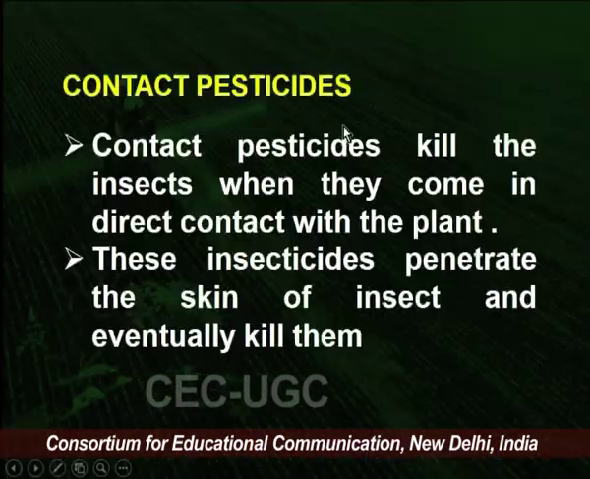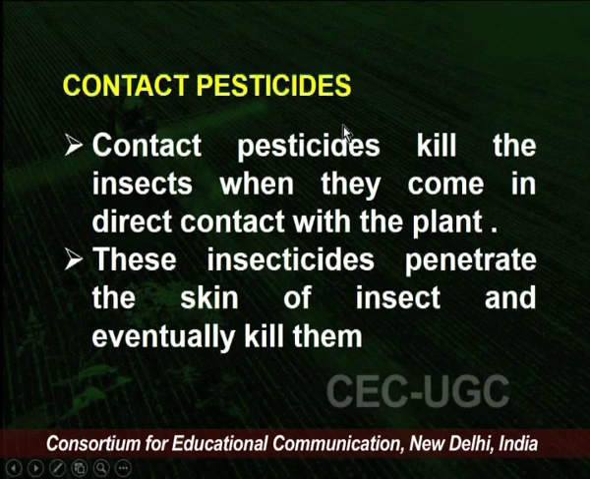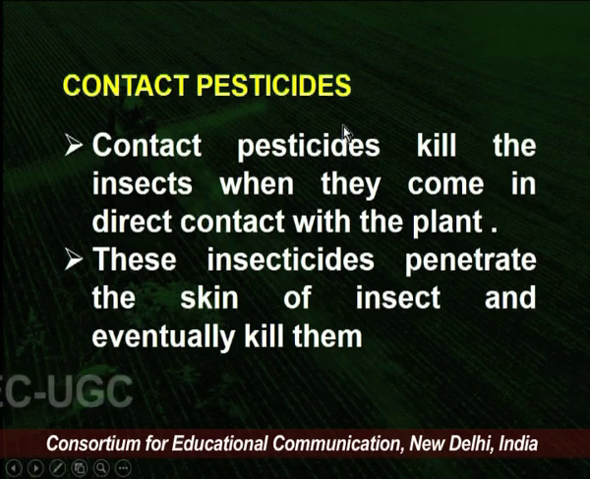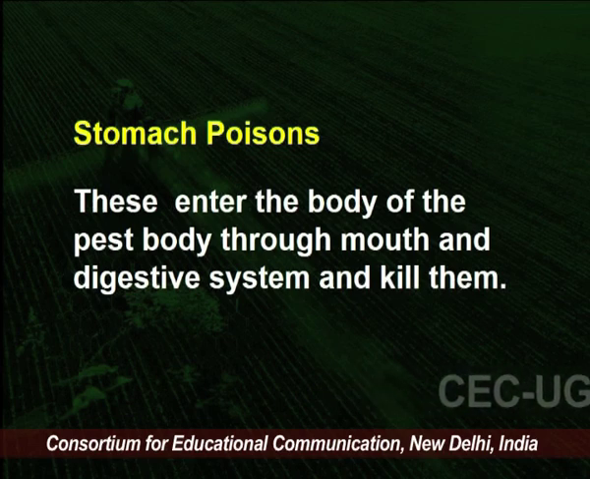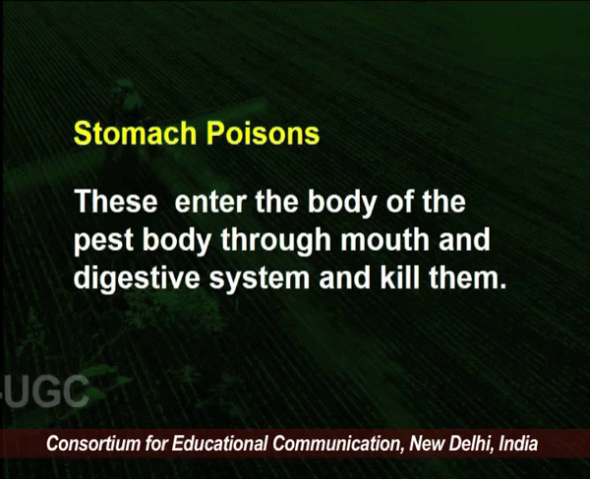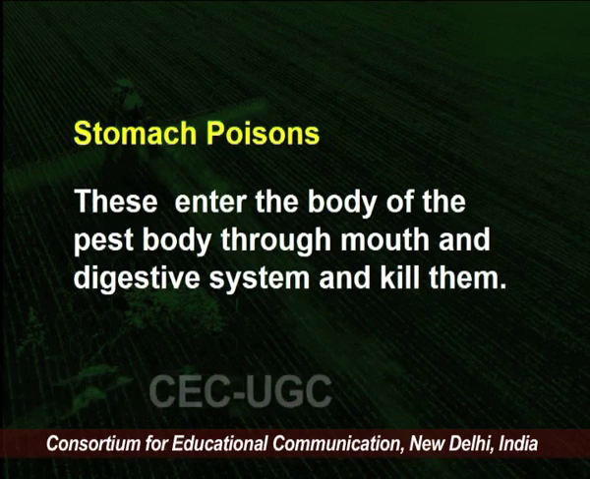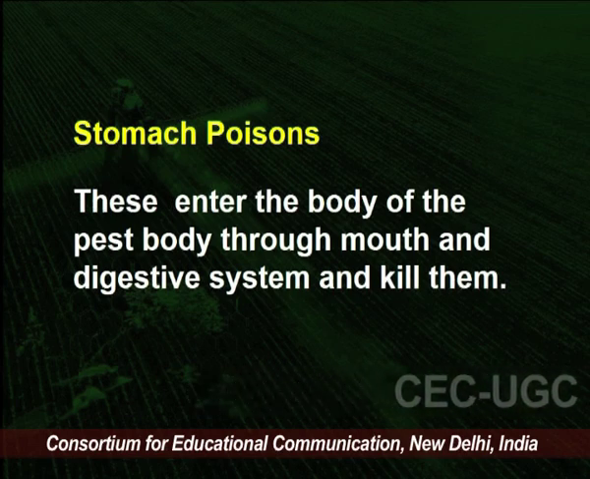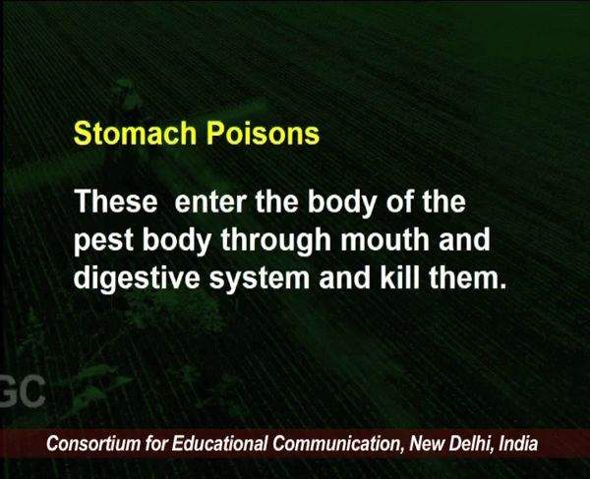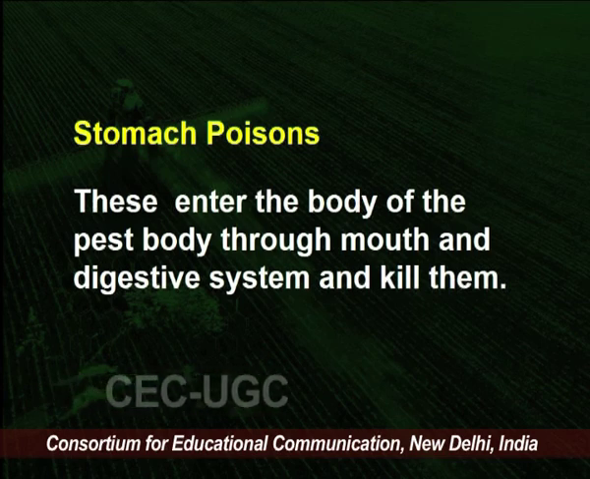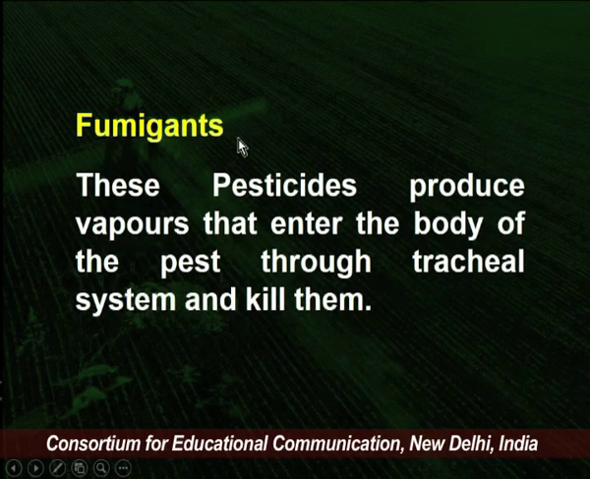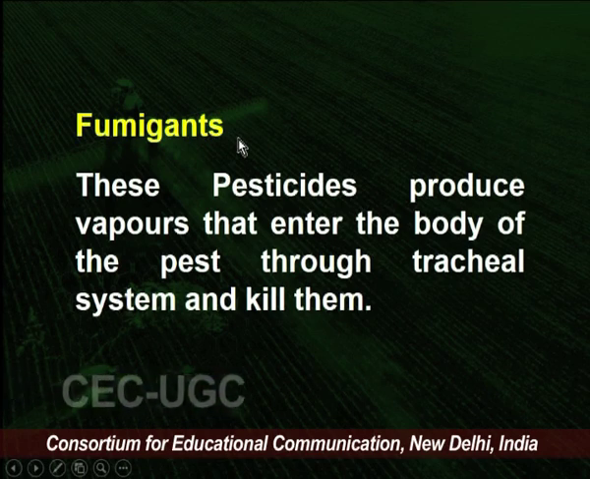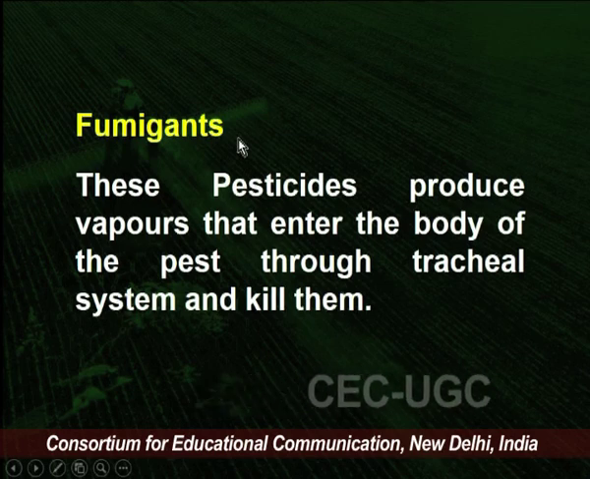Now, contact pesticides. Contact pesticides kill the insect when they come in direct contact with it. These insecticides penetrate the skin of the insect and eventually kill them. Then there are stomach poisons. These enter the body of the pest through the mouth and digestive system and kill them. Repellents. Repellents, being distasteful, keep pests away from the treated area. Repellents are commonly used in households for mosquitoes. Fumigants. These pesticides produce vapors that enter the body of the pest through the tracheal system and kill them.